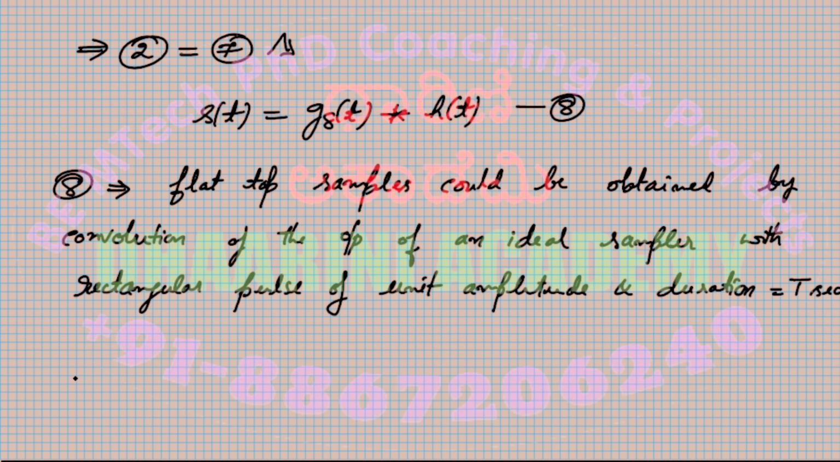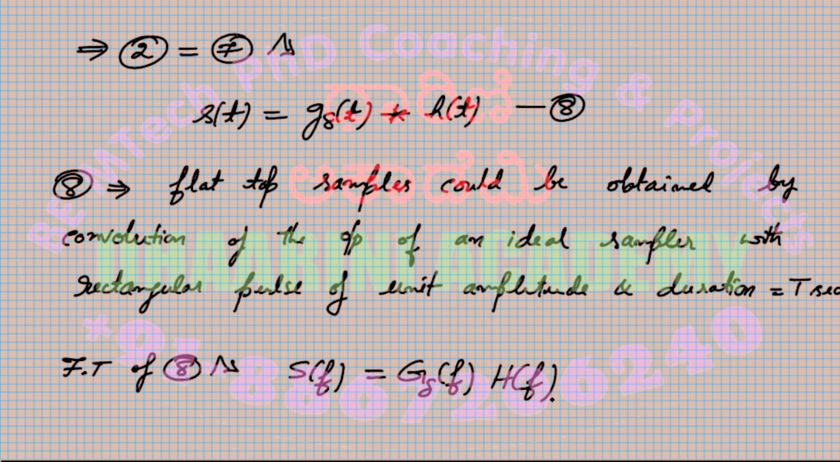All right. So what we do now, we have to go to the frequency domain. So take a Fourier representation, that is the Fourier transform of equation number 8. That should give you S of f equals G delta of f, since G delta of t becomes capital G delta of f. Convolution becomes a multiplication with H of f. Okay, straightforward. Let's call this equation number 9.